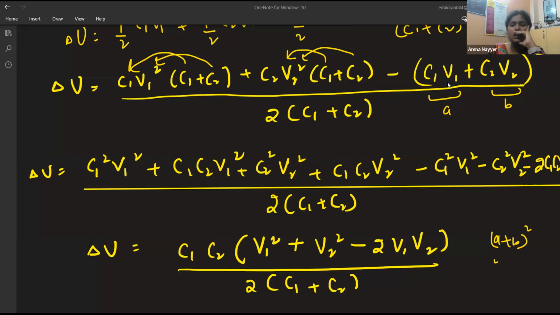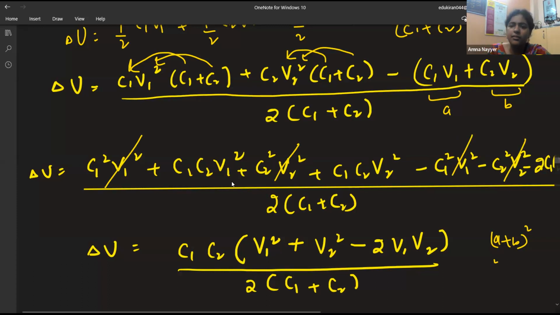Fine. Now, what are we left with? See, things will cancel out here. Let us see. C1 V1 square. Here we are getting minus C1 V1 square. This will get cancelled out. Anything else? Yes, this is also getting cancelled. C2 square V2 square minus C2 square V2 square. This is also getting cancelled. Anything else? No, I don't think so. Only these are getting cancelled, right?